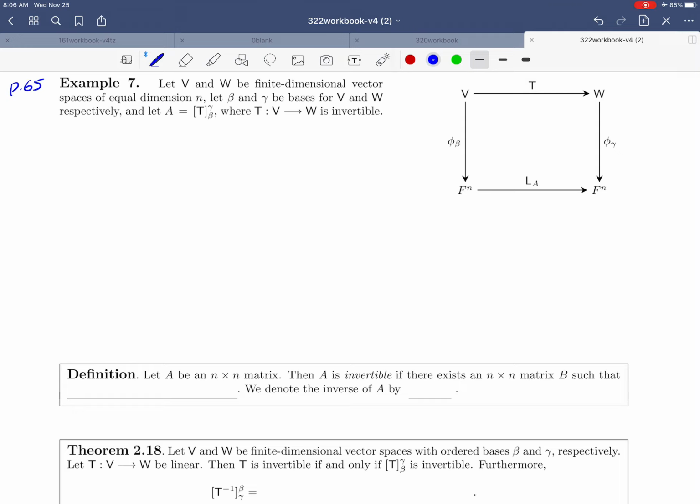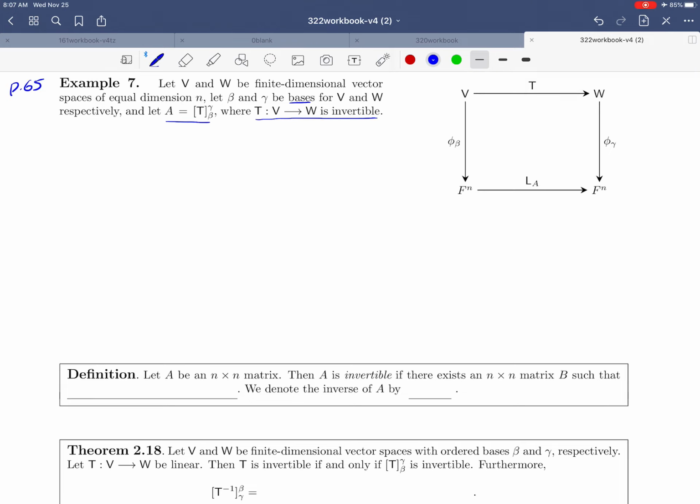So let V and W be finite dimensional vector spaces of equal dimension n. Let beta and gamma be bases for V and W. And let A be the matrix of T, taking beta coordinates to gamma coordinates. So this is the same idea of a matrix of a transformation that we talked about earlier in this chapter. We'll make one last assumption, and that is that T from V to W is invertible.